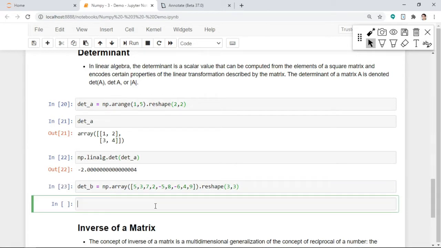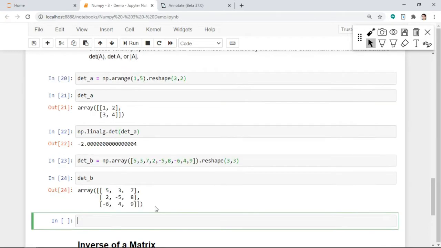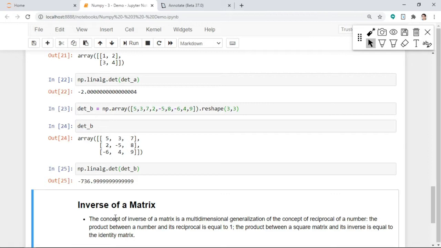Okay, so we reshape this one. So that's B. Let's see the values: 5, 3, 7, 2, -5, -6, 9. Okay, so let's find the determinant of B. Let's directly use np.linalg.det, linear algebra determinant of B. So our answer is negative 737, at least.